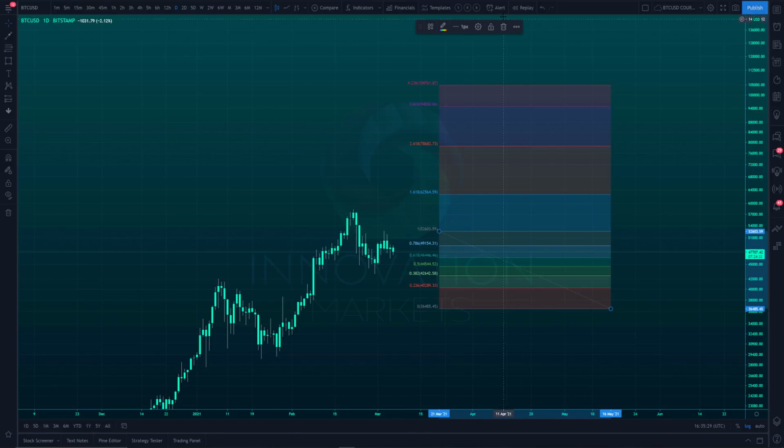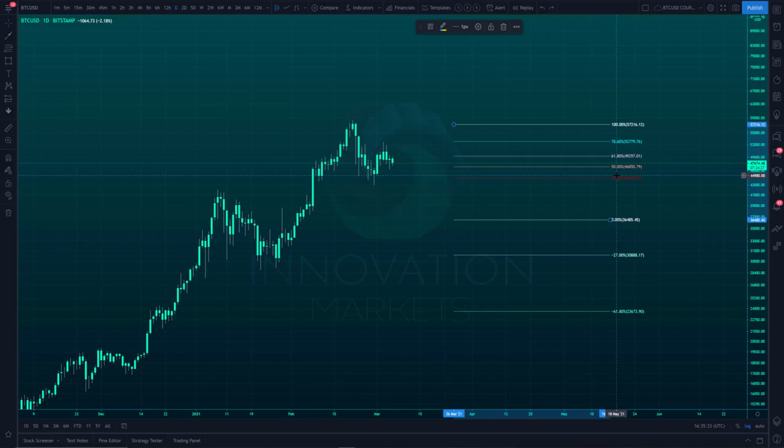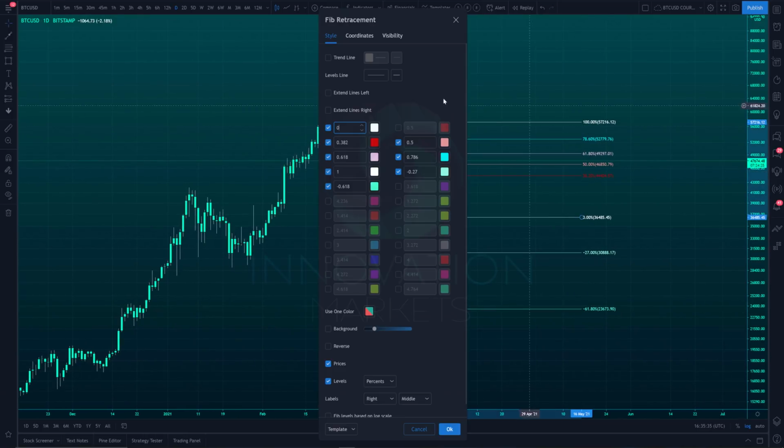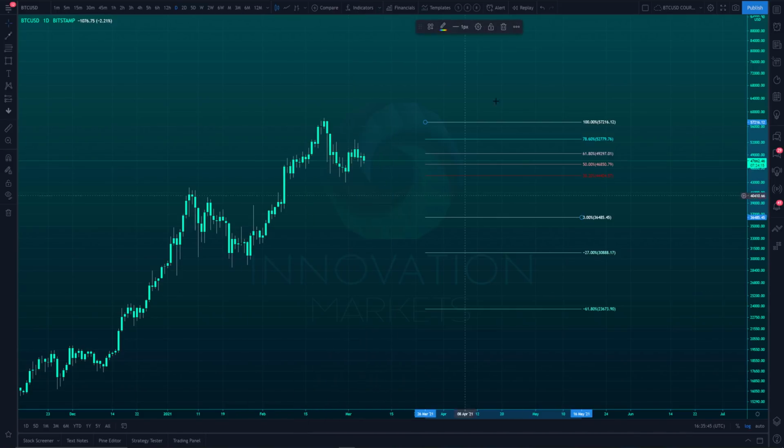So we are going to go back to the tool we were just using, and I'm going to show you what color preferences I use, what retracements I use, and what extensions I use. Now before we get into that, let's just break down what the Fibonacci purpose is.